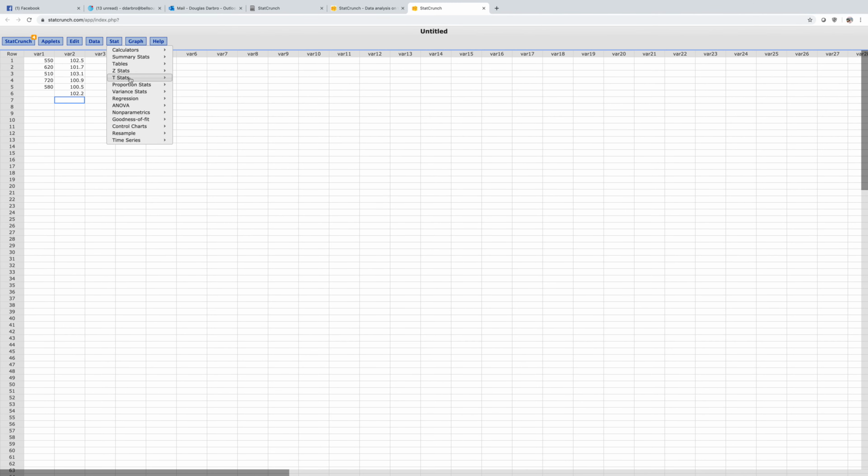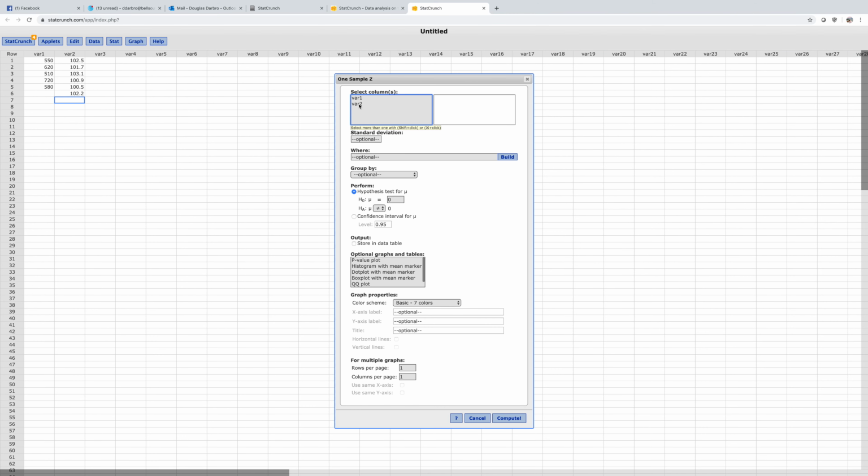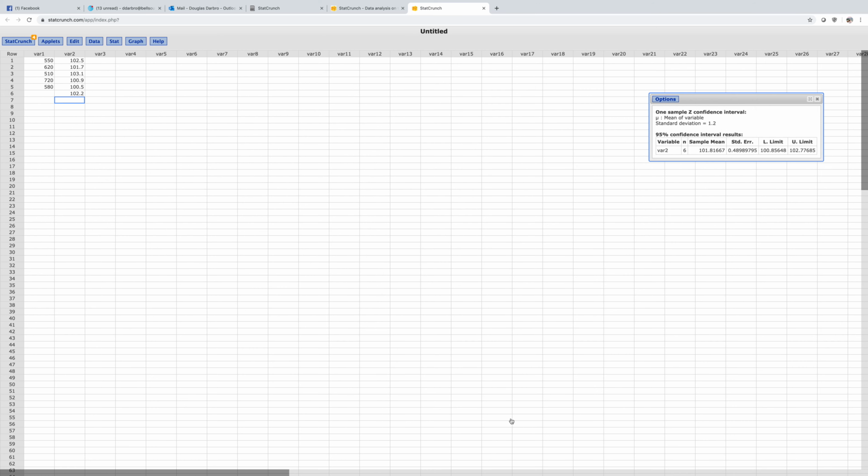Guys, we should be on autopilot now. If we have the population standard deviation, we're calculating a z interval. So I have my variable, the standard deviation is 1.2, and we need the 95% confidence interval. The lower limit is 100, the upper limit 102. Just take the big number minus the small number divided by 2, and you'll get a margin of error of plus or minus 0.96.